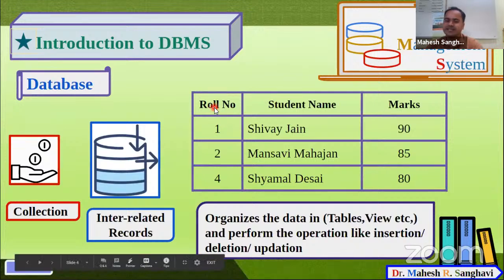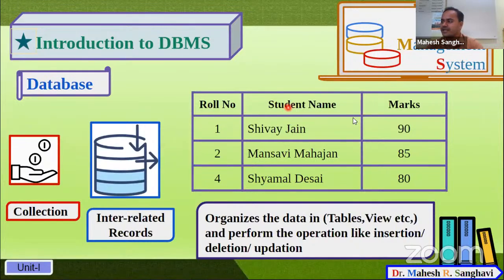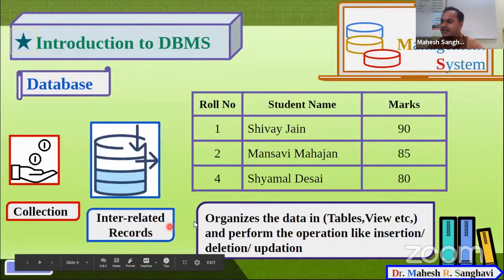There are fields given here: roll number, student name, and marks. Here roll number 1, 2, and then 4. In this row you will get the record of roll number 1. In this row you will get the record of roll number 2, and here you will get the record of roll number 4. This way we can say that the first record is interrelated with the second record, and that is the reason the definition of database becomes a collection of interrelated records.